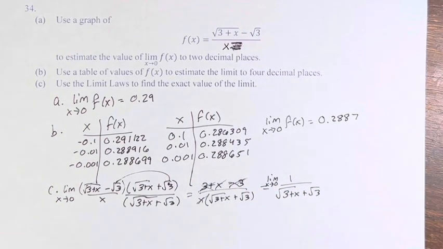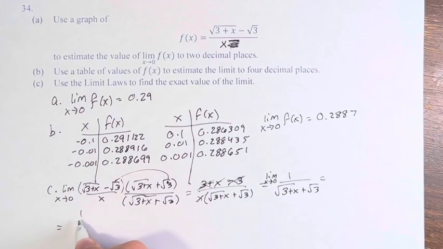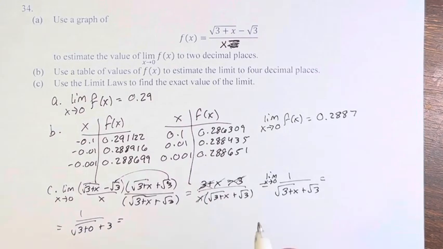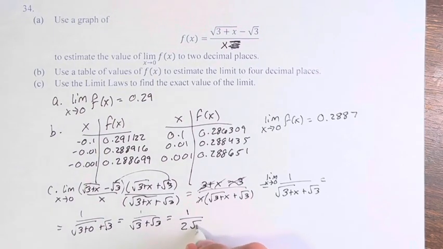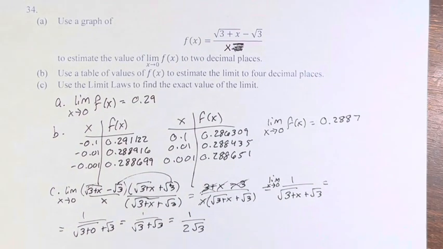And this is still the limit as x approaches 0. And now we can plug in 0 to get 1 over the square root of 3 plus 0 plus the square root of 3. 1 over the square root of 3 plus the square root of 3 is 1 over 2 times the square root of 3. And this is our value, which would come out to somewhere around 0.2887.